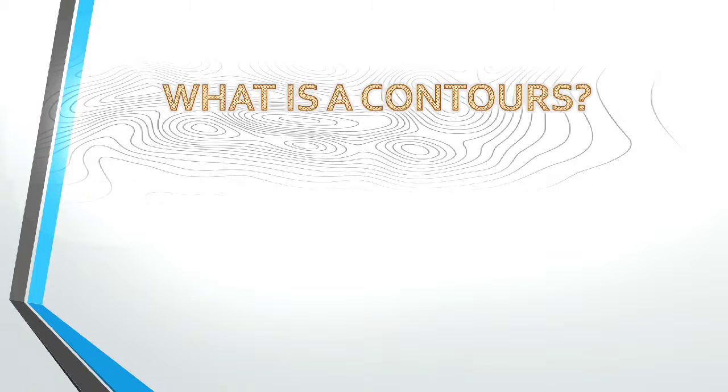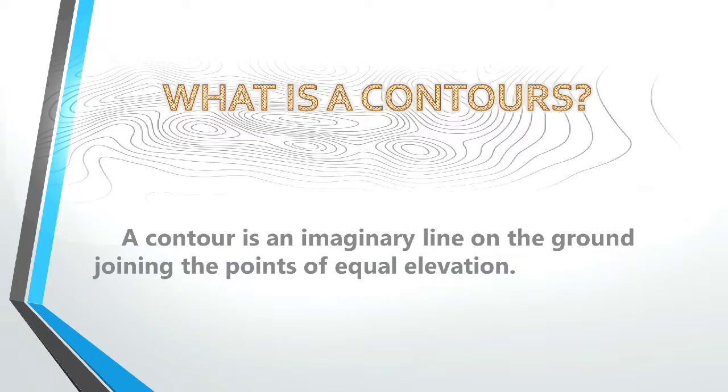A contour is an imaginary line on the ground joining points of equal elevation. Also, a contour is the line in which the surface of the ground is intersected by a level surface. A contour line is a line on the map representing contours. Also, an imaginary line on the ground joining points of the same elevation is called a contour.